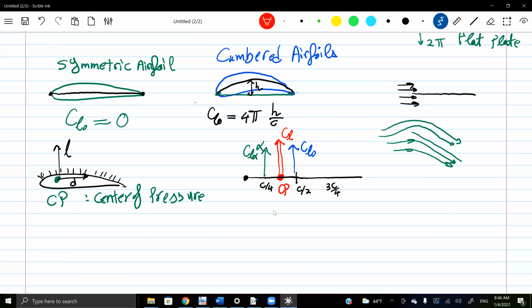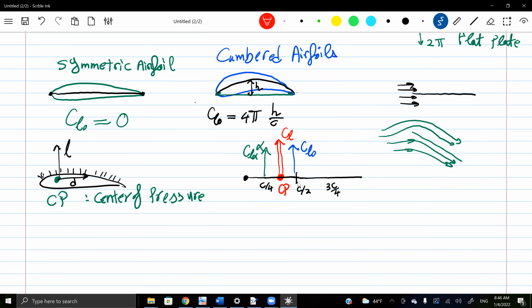And what do you think? If at zero angle of attack, if alpha is 0, this green component vanishes. I only have the blue. The center of pressure will be where? At the half chord. Very good, at the half chord.